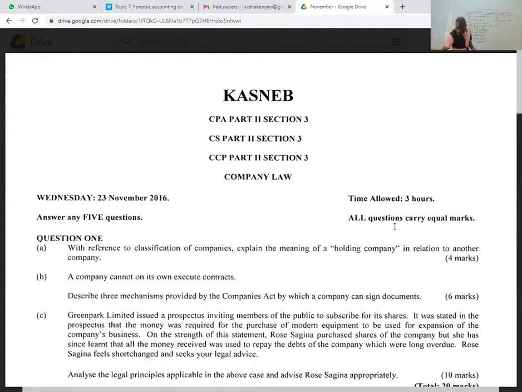So another way this can happen: the company can execute through an appointed or authorized person, appointed or authorized by the company.